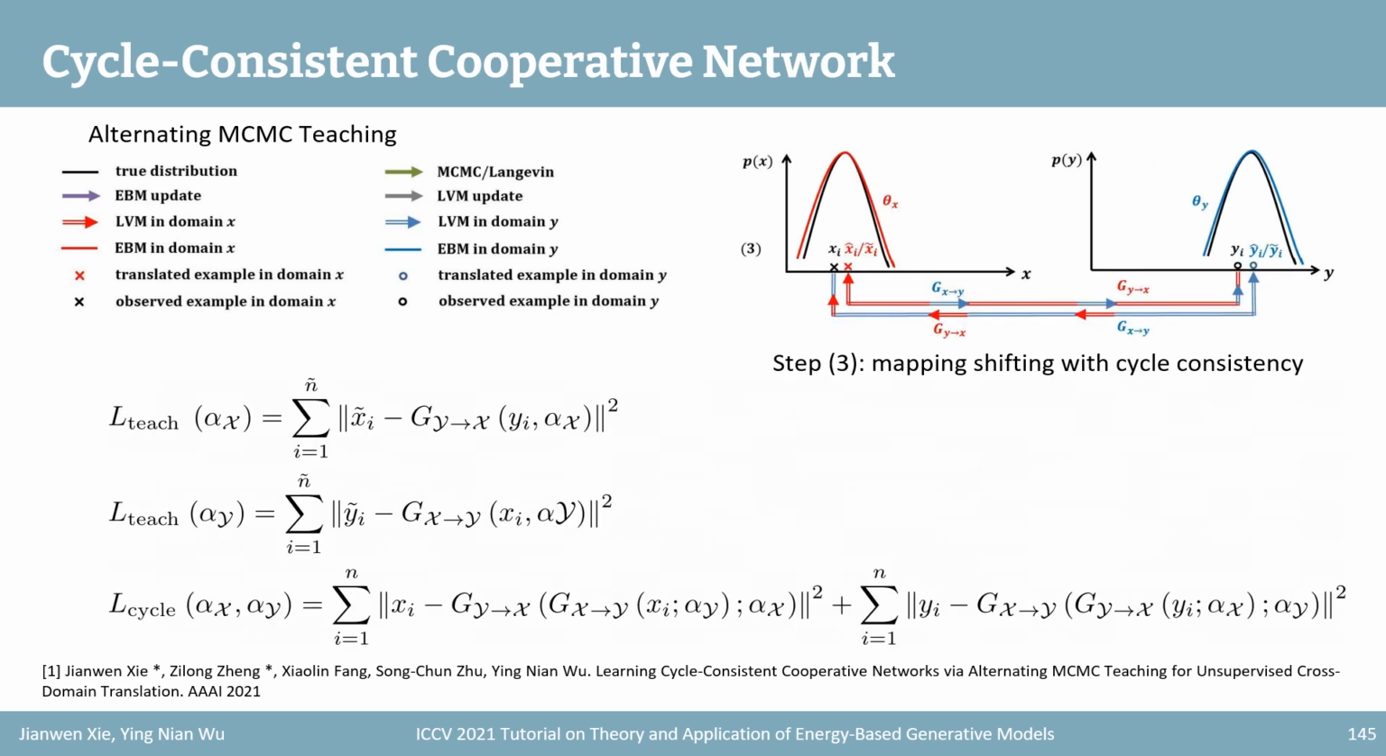Step 3 is about how to update the translator or generator G. Each translator G is trained with MCMC teaching, which means they shift their mapping to the EBMs. We also align these two mappings by enforcing G_Y to X and G_X to Y to be inverse functions of each other. This amounts to adding a cycle consistency loss in practice.